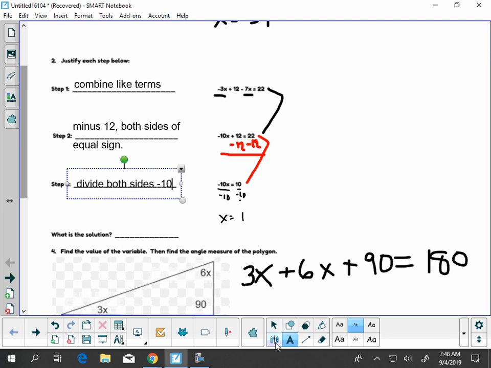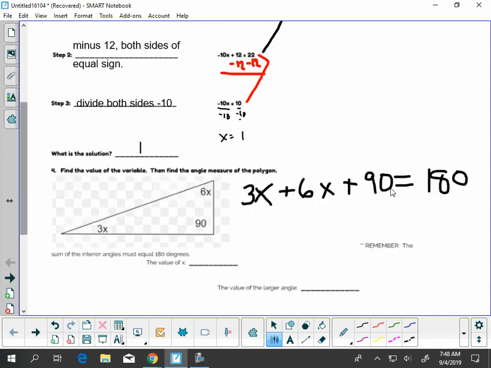And then it asked, what is my solution? My solution is 1. And we could always go back, put it in, and check it. On number 4, we have to find the value of that variable. Well, I'm going to take 3x plus 6x plus 90, and they tell us that the sum is 180.